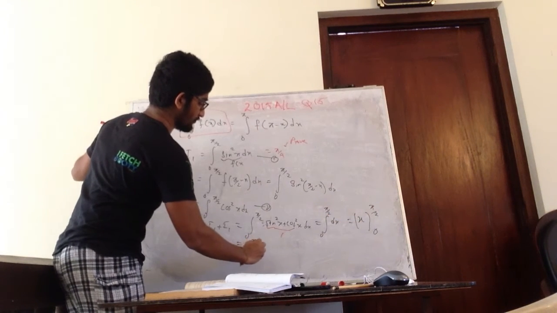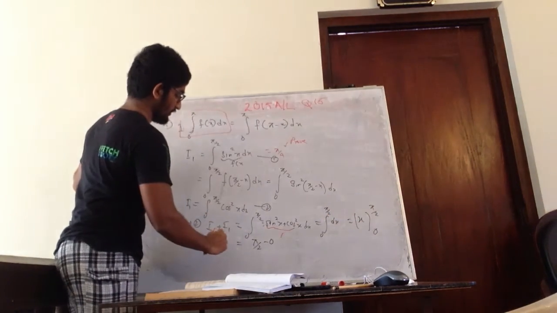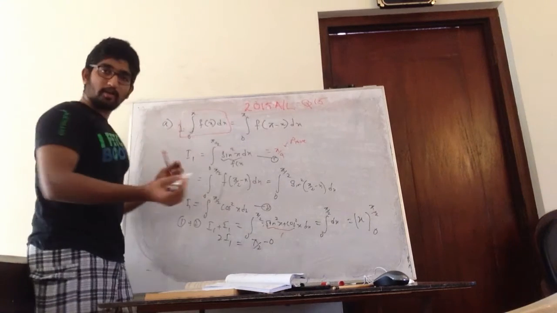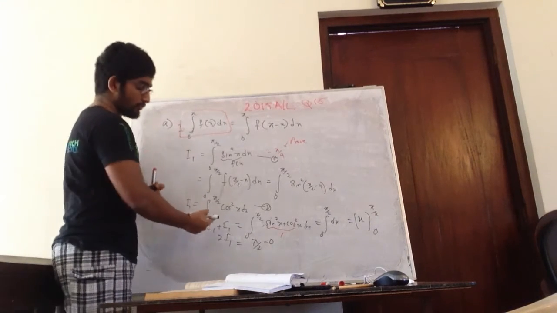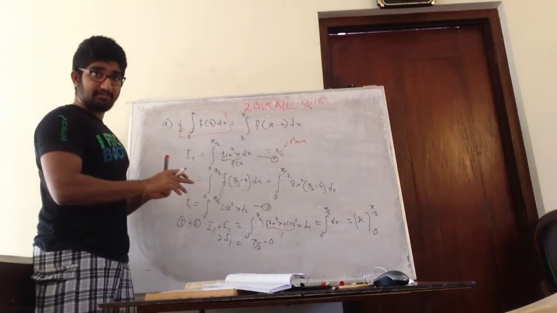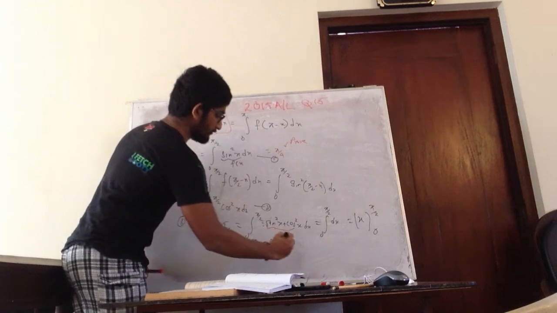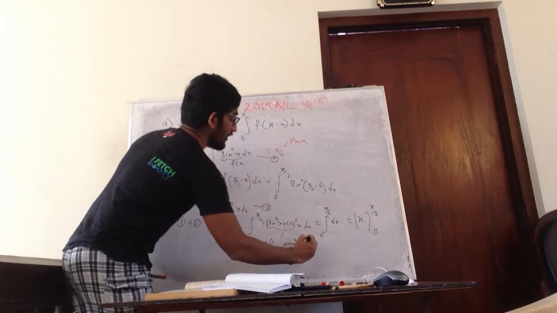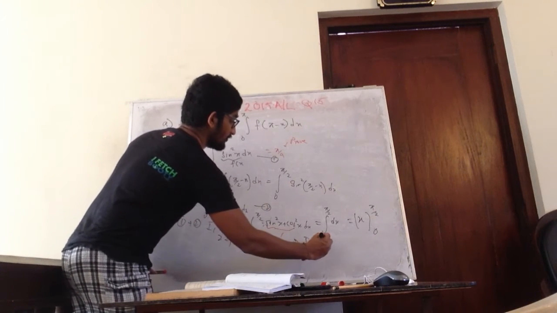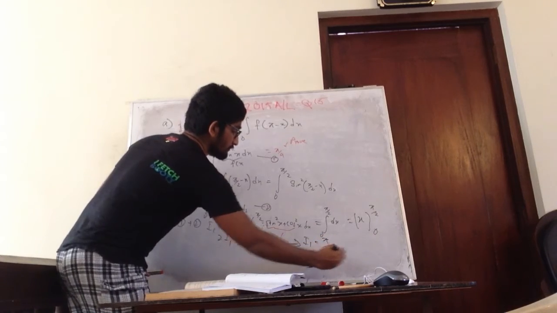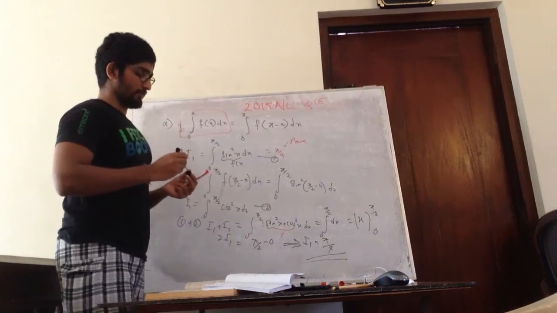So then you will get x from 0 to 5 over 2. That means 5 over 2 minus 0. This is 2 I1. So what do I need? I need I1. So then we will get I1 as 5 over 2 over 2, that means 5 over 4.